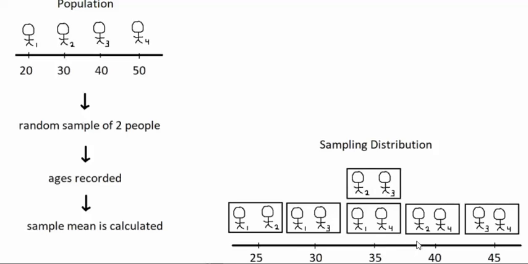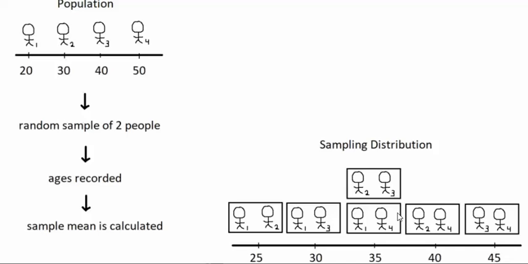There is one possible sample with a mean of 40. Person 2 and person 4 are a 30-year-old and a 50-year-old. 80 divided by 2 is 40. Person 3 and person 4 are the last possible sample. They're a 40-year-old and a 50-year-old. 90 divided by 2 is 45.